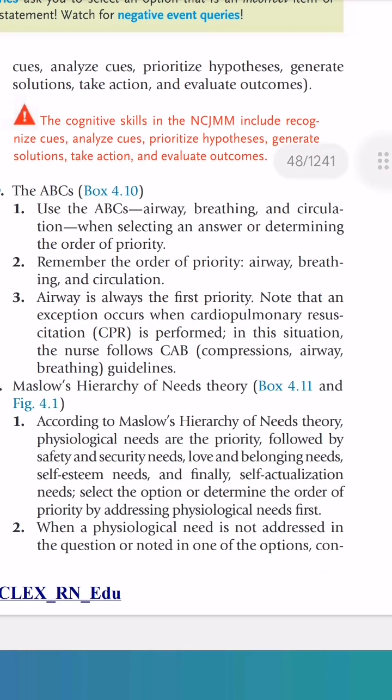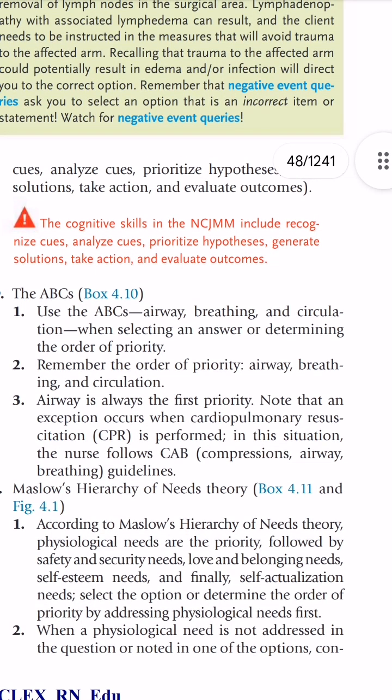Let's go to Maslow's hierarchy of needs theory. According to that theory, the physiologic needs are the priority. So, what are the physiologic needs? Nutrition, life, saving the life, food, contractions during labor. These are the physiologic needs, which are the priority, followed by safety and security needs, love and belonging needs, self-esteem needs, and finally, self-actualization needs. Select the option or determine the order of priority by addressing physiological needs first.